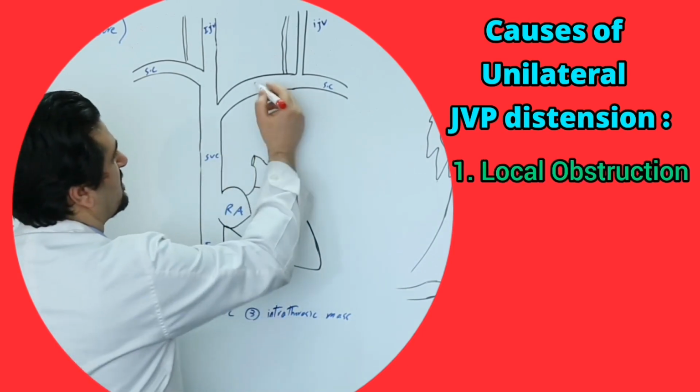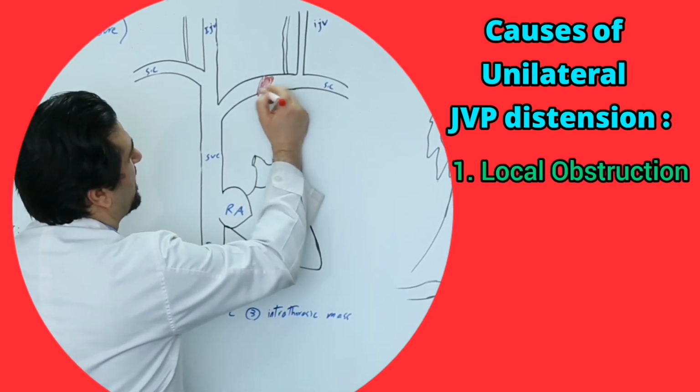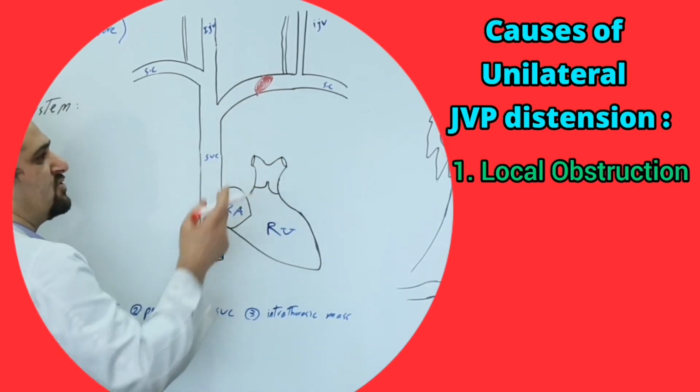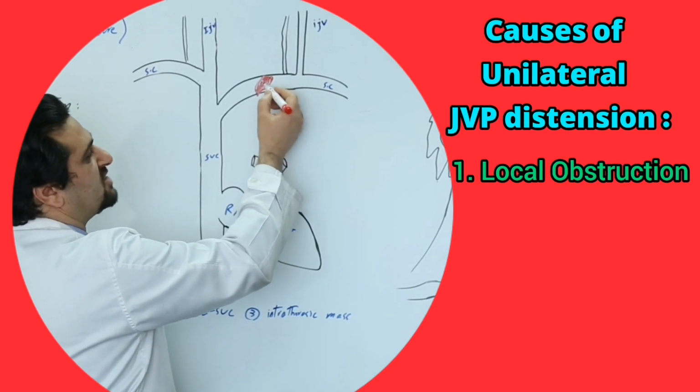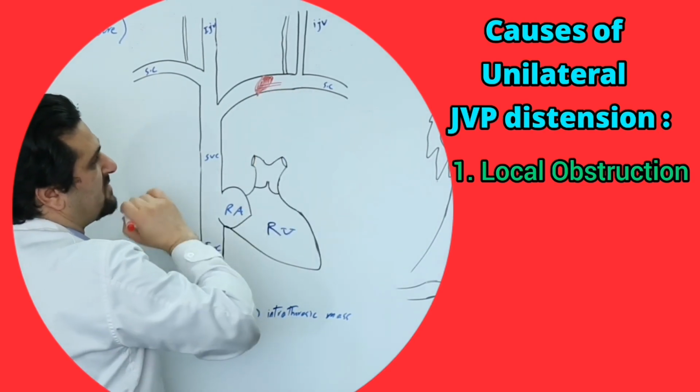One is due to local obstruction, meaning we might have a blockage in the venous pathway on that same side. For example, in patients who develop thrombosis here, or it could be an infection or vegetation due to catheter infection.